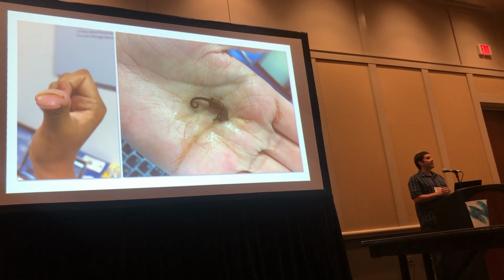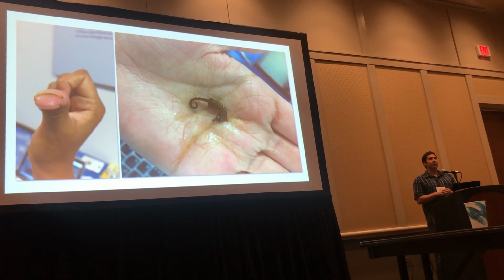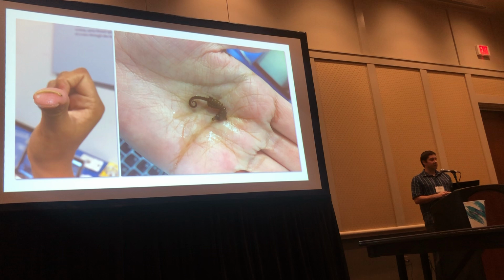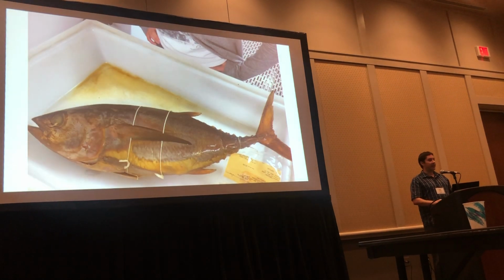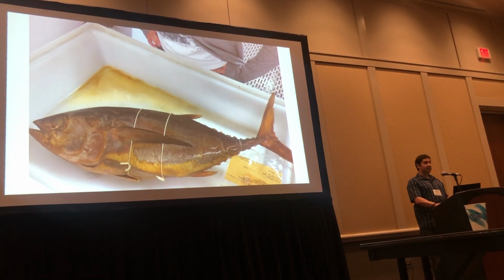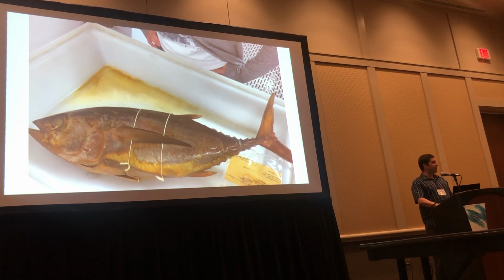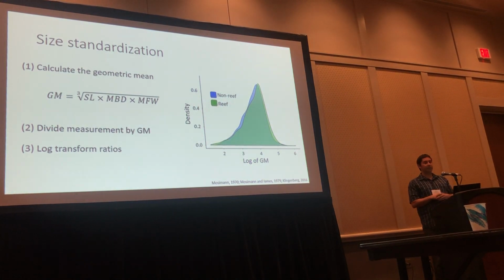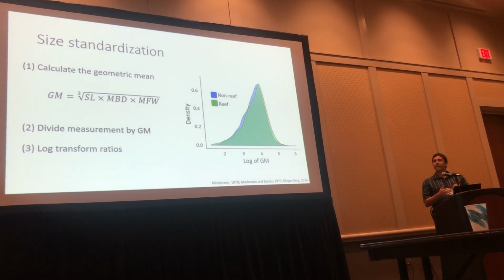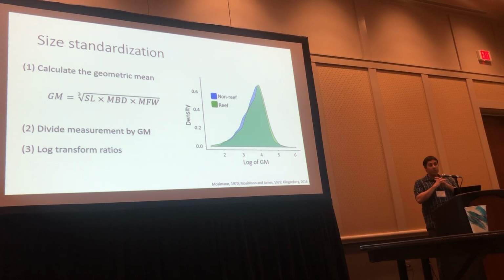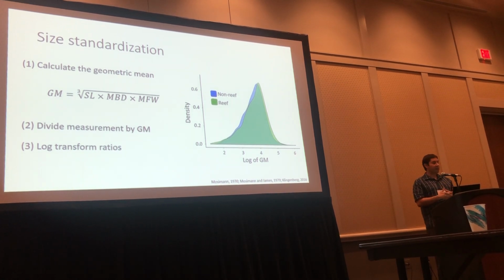Obviously, we had a lot of size variation in our data. So we had fish that were as small as a little under a centimeter, going all the way up to about 1.5 meters. And so since we were interested about differences in shape and not differences in size, we size standardized our data. What we used is a variation of the log shape ratio method.